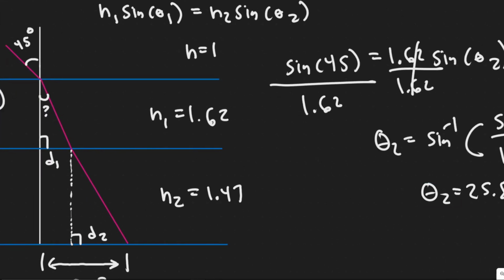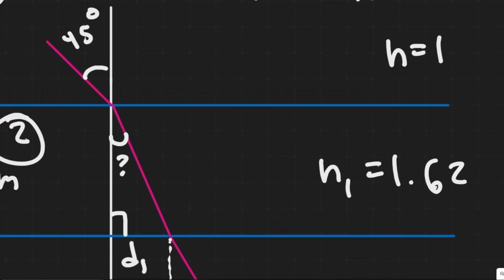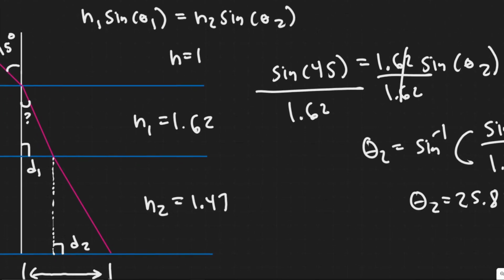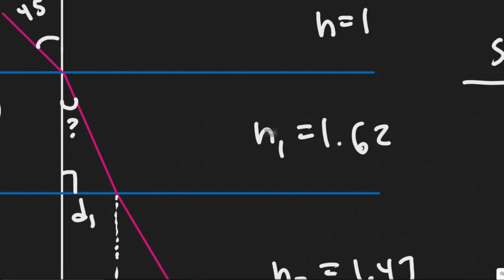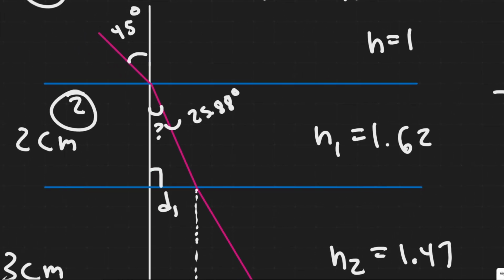And so now we have theta 2. Keep in mind what theta 2 was. It was this angle right here, the angle of refraction. So this is 25.88. Let me label that. So 25.88 degrees. And keep in mind what we want to find now is D1. That was the whole reason we solved for this angle here.